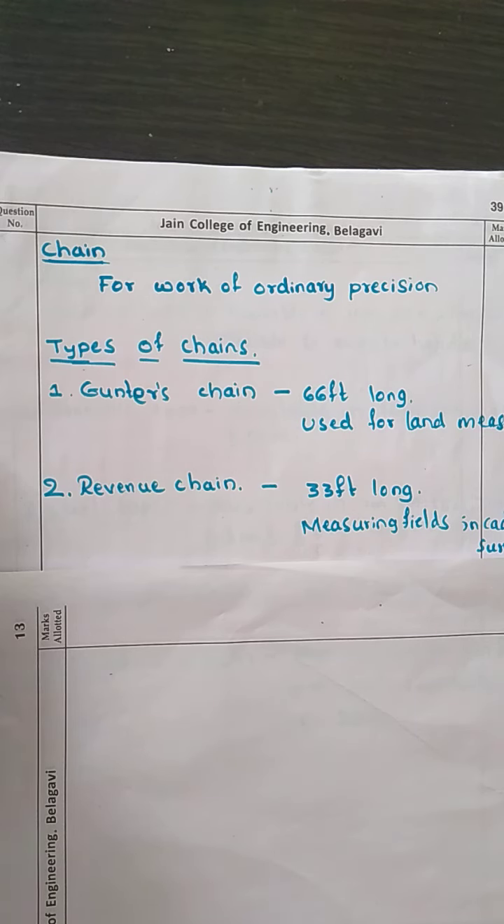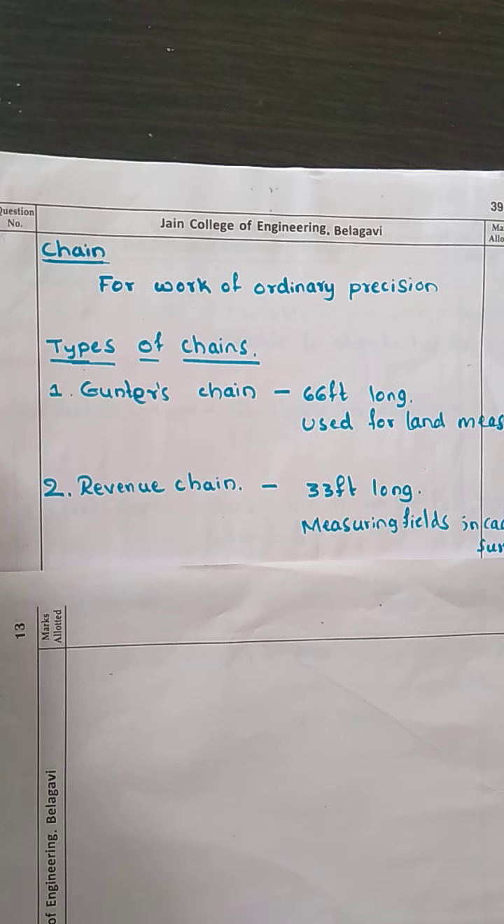Now we will specifically discuss the chain. The chain is composed of around 100 or 150 pieces of galvanized mild steel wire, 4 mm in diameter, and we call them links. The end of each link is bent into a loop, connected together by means of oval rings.